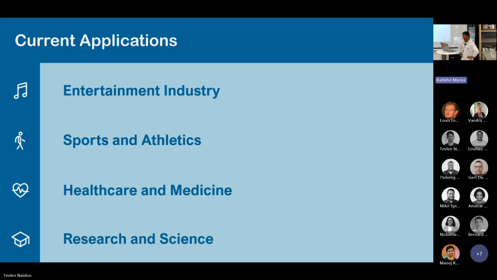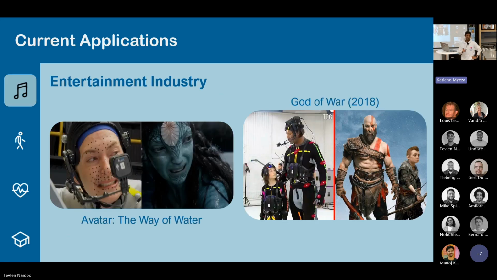I touched on it earlier, but probably the first thing that comes into your head is entertainment. But it also has other uses, like in sports, healthcare, and scientific research. Just briefly, I'm going to touch on the entertainment industry. So they mainly use optical motion capture.